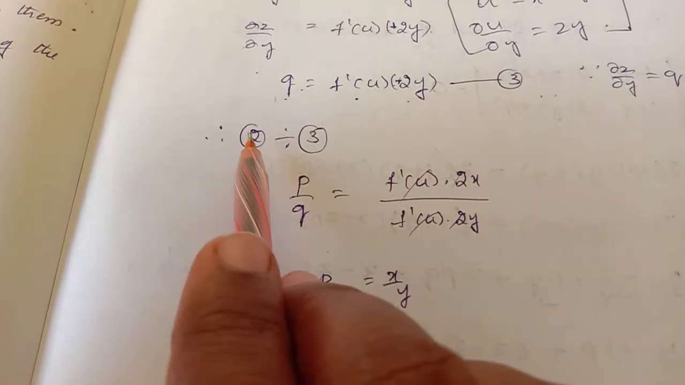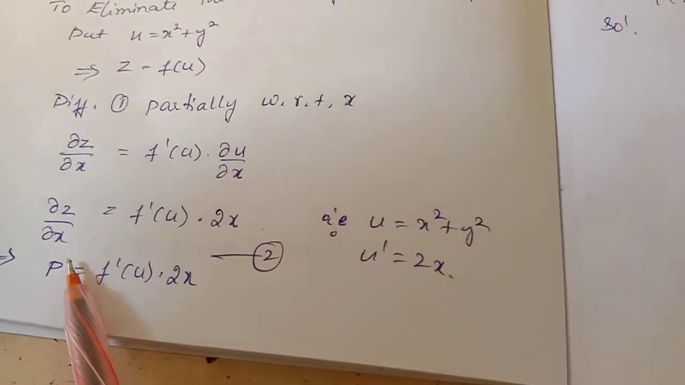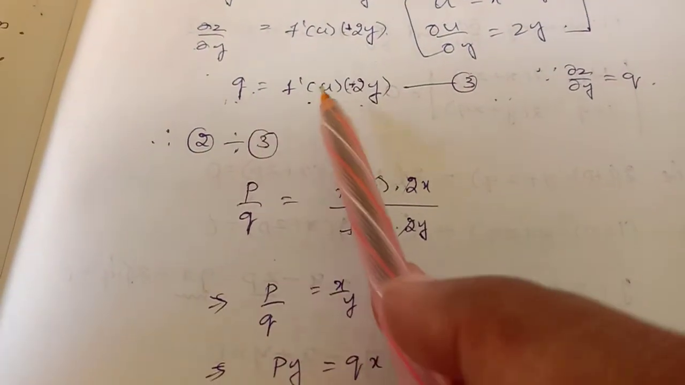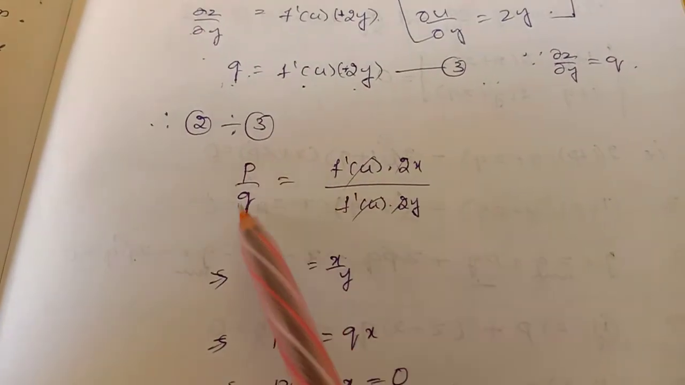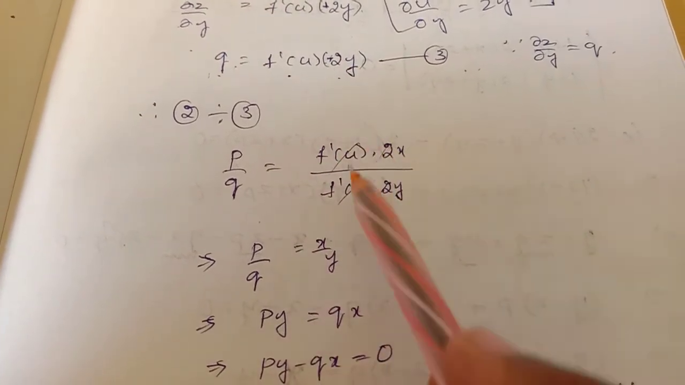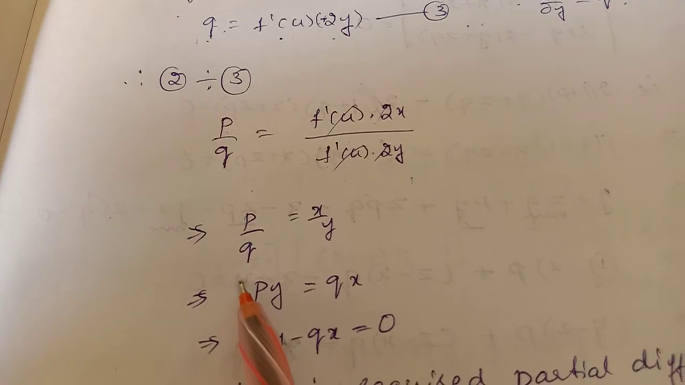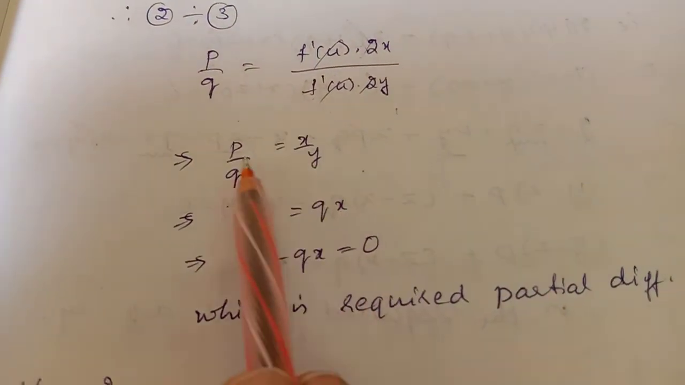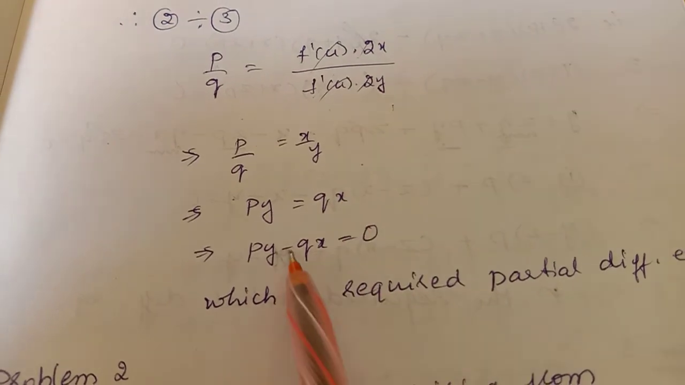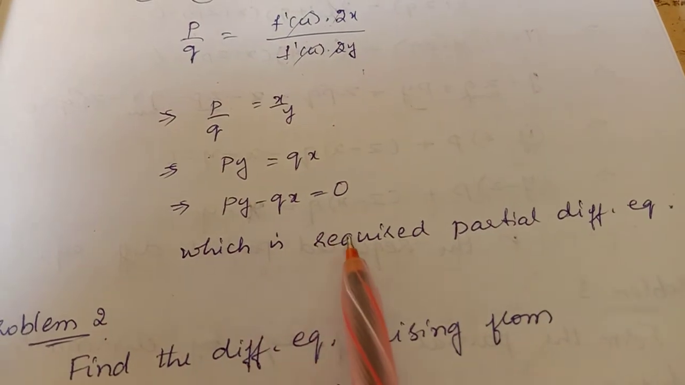Now we want to eliminate the function f. So we are dividing equation 2 by equation 3. What is equation 2? p equal to f dash of u into 2x. And here q equal to f dash of u into 2y. p by q equal to f dash of u into 2x by f dash of u into 2y. f dash will get cancelled. We are getting p by q equal to x by y. By cross multiplying, py equal to qx. By taking this qx to the other side, py minus qx equal to 0, which is the required partial differential equation.